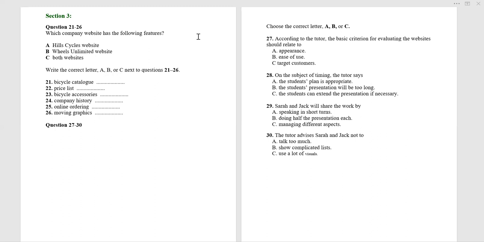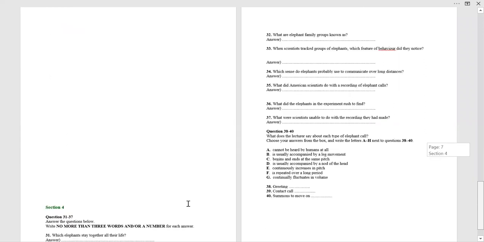Okay, let me say the answer. 21 is C, 22 is C, 23 B, 24 A, 25 B, 26 A, 27 C, 28 A, 29 C, 30th B. Yeah. That's going to be the answer. And you see, this is classification sort of. These are the MCQ. So the setting of the question is pretty much the same in all of the listenings you will be doing.